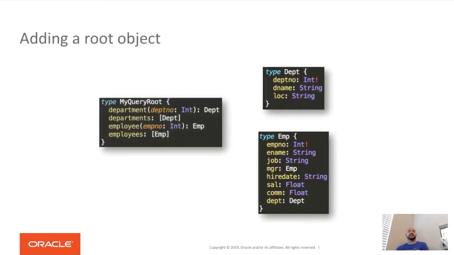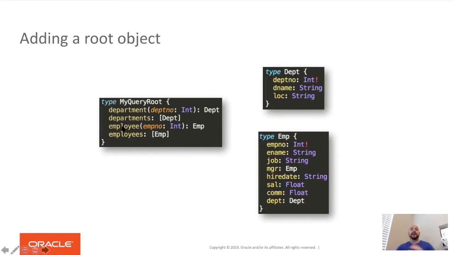Once you've defined the types that you want to have available in your API, you then need to define what's known as a query root. And the way to think of a query root is that this is the entry point for all the queries that your API will support. So in this case, I have a department type, I have an employee type, and I'm allowing queries on both of these types.